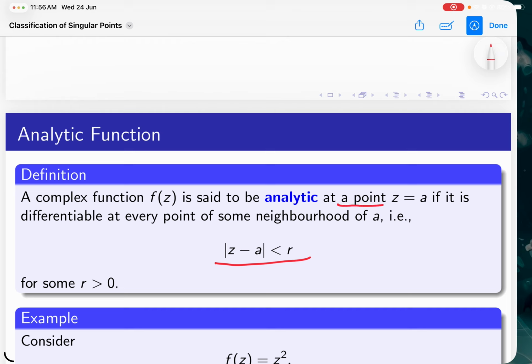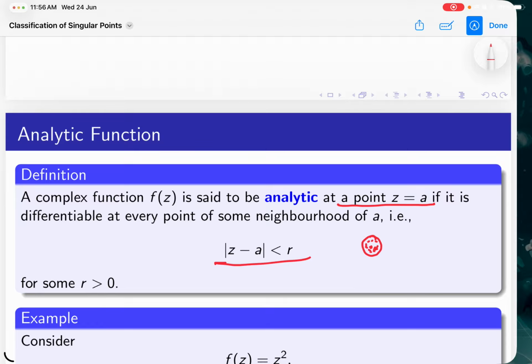So here the function is analytic at a point z is equal to a. That means we can construct a small circle around the point a. Each and every point of this neighborhood is also analytic, not only at this point but also some neighborhood of that point. Then the point we can call as analytic, and the function we can call an analytic function.